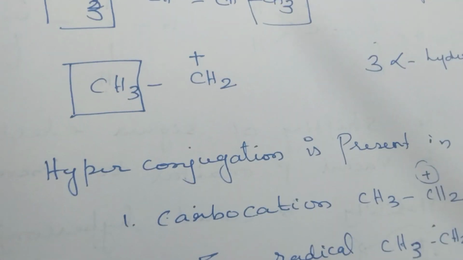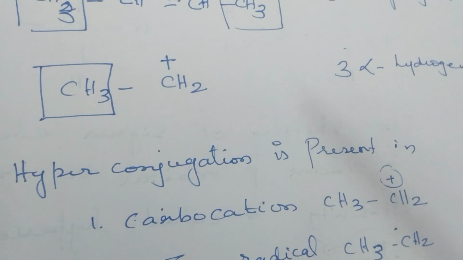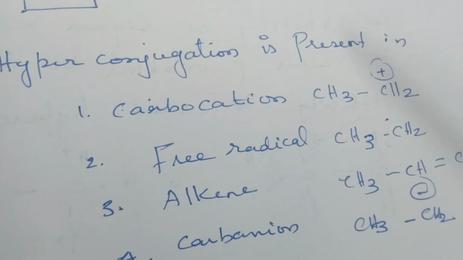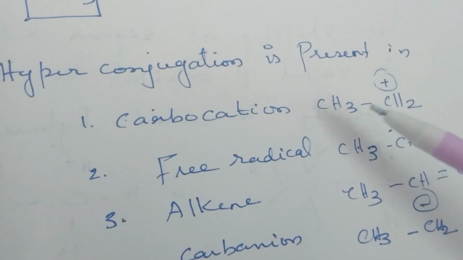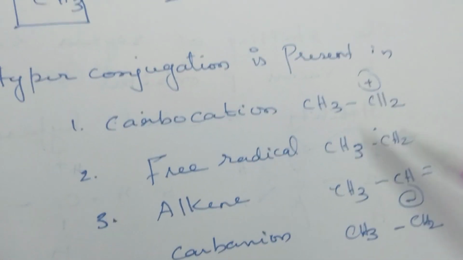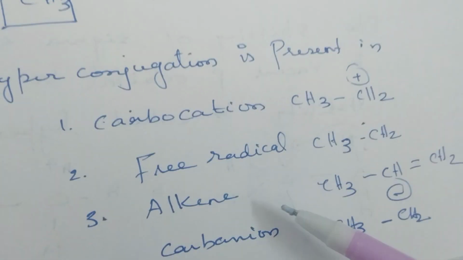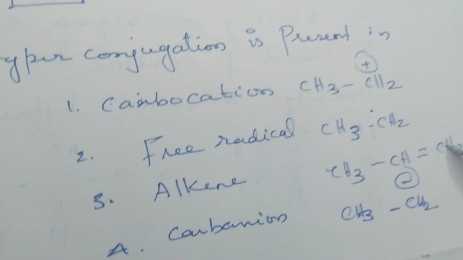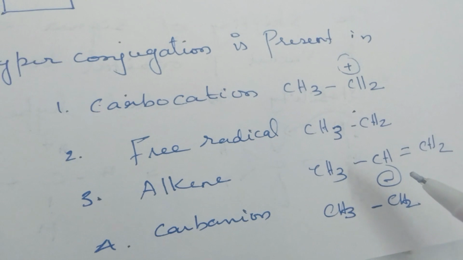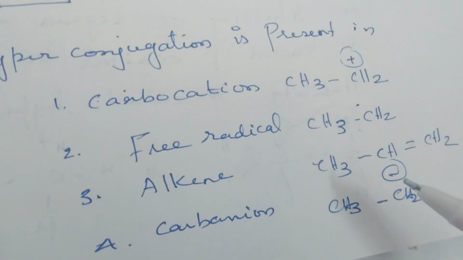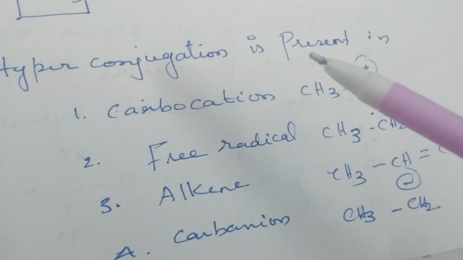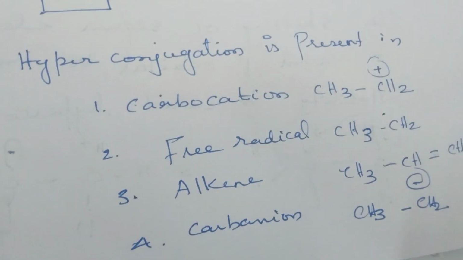Okay. Then this hyperconjugation phenomenon is present in 4 types of compounds. Hyperconjugation takes place in carbocation, free radical, CH3CH2 dot, free radical, it happens in alkene, a double bonded compound, and carbanion. Carbanion means carbon carries a negative charge. So hyperconjugation takes place in 4 different types of compounds: carbocation, free radical, alkene, and carbanion.